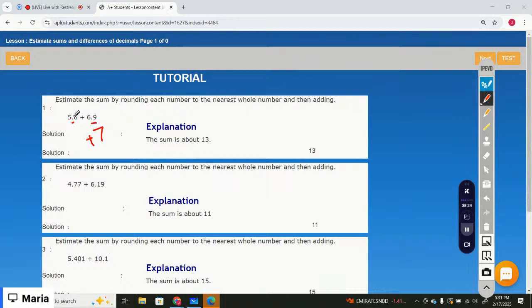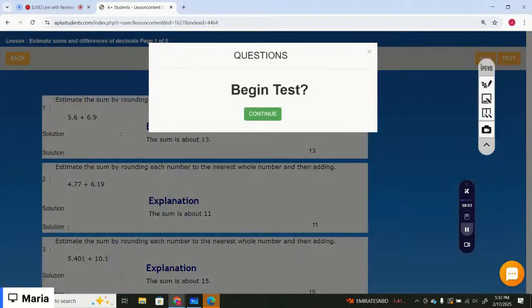Same way you have to round the other number. Here the number after the decimal point is 6, and 6 is greater than 5. So this one is also rounded up. So it would be rounded to 6. So 6 plus 7 makes 13. Let's just start with the test questions.